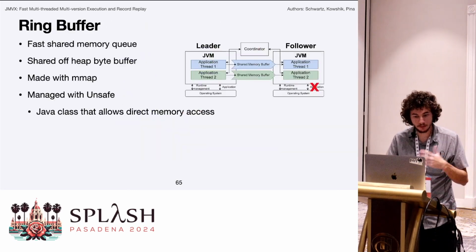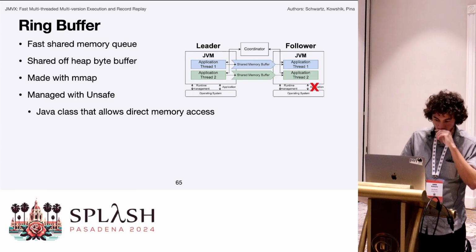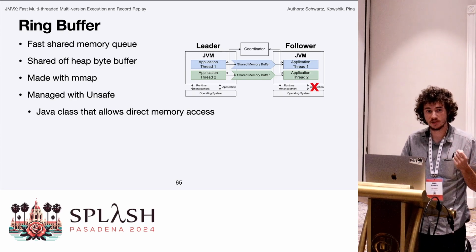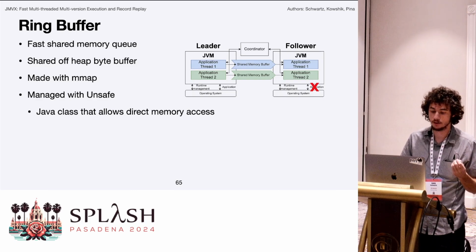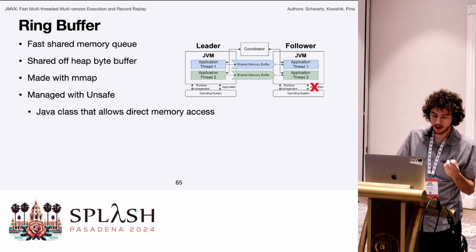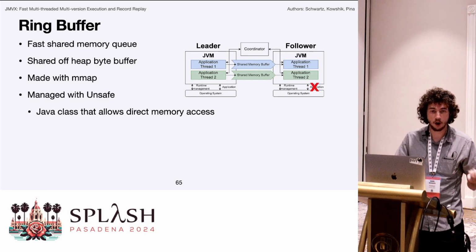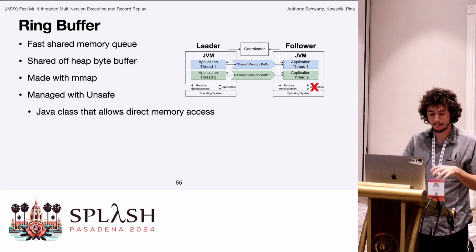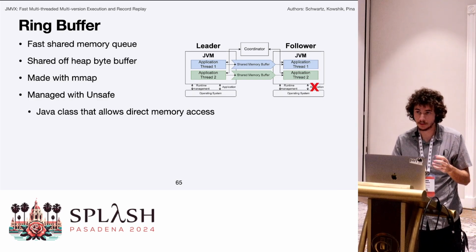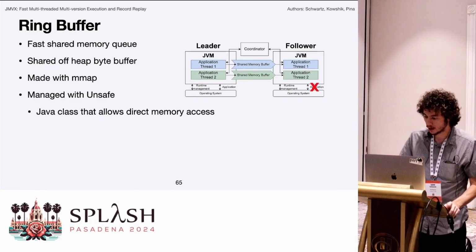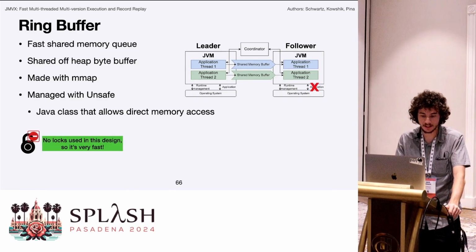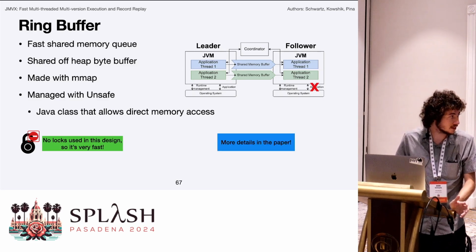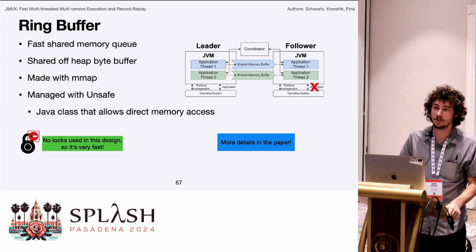Now, I mentioned before, we also provide support for multi-version execution, and a key reason why we can provide fast multi-version execution is because we use a ring buffer that is a fast shared memory queue. It's an off-heap byte buffer that we make using mmap, and it's managed with Unsafe, which provides us direct memory access, which is something that you don't normally get in Java. The key point that we want to mention here is that there's no locks used in this design, so it's very fast. And I don't have a lot of time to go into this, so please check the paper if you're interested in how this is done.